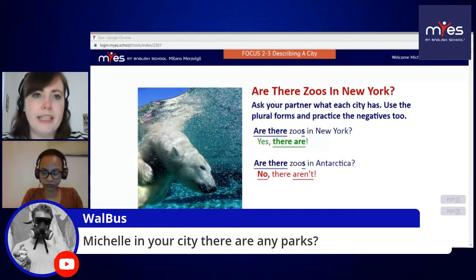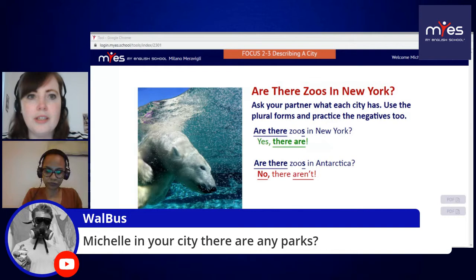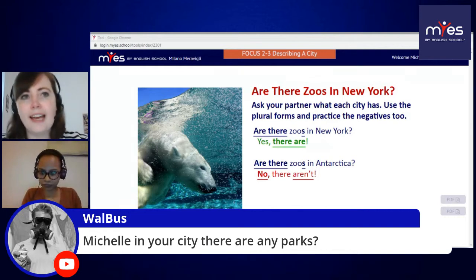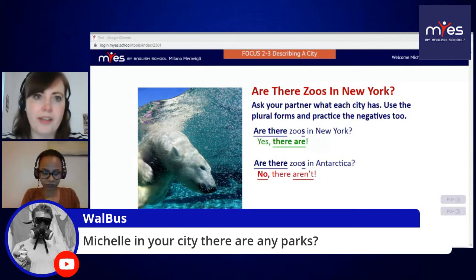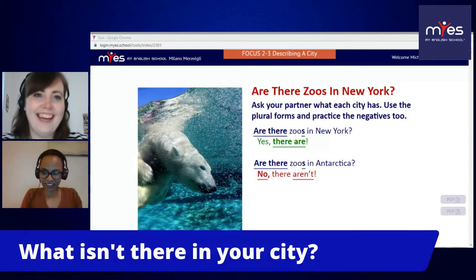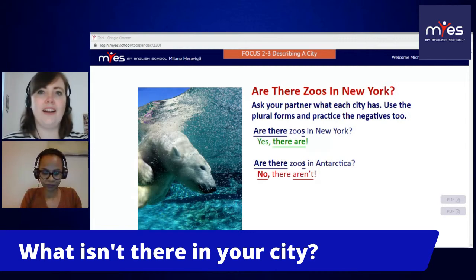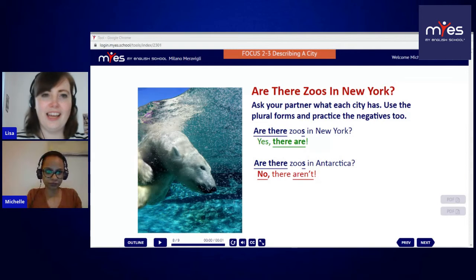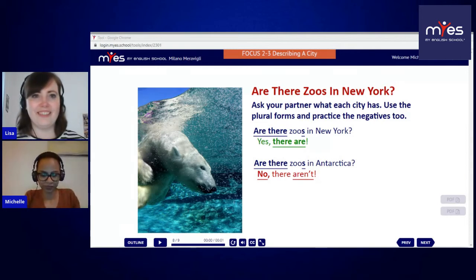So our first example here is, are there zoos in New York? And yes, there are. So it's positive. Are there zoos in Antarctica? In this case, no, there aren't. So the negative.